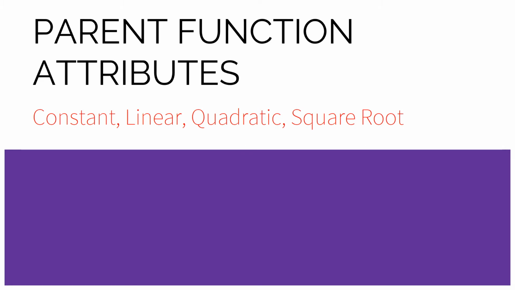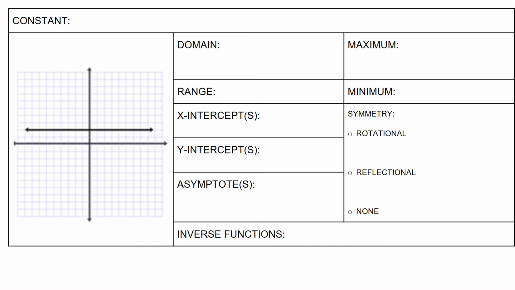So parent function attributes are what we call constant, linear, and quadratic functions. Do all four of those functions sound familiar? You see, kind of opening that Algebra 1 file cabinet again. So we're going to first start with our constant function.